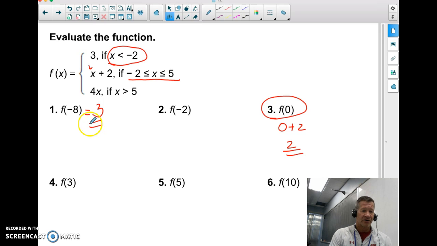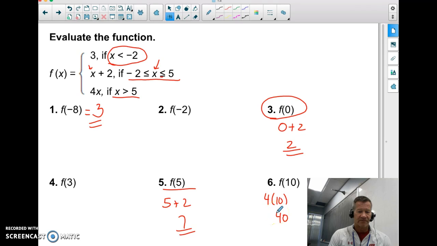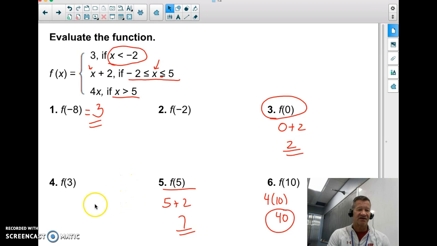If I pick a number such as 5, well, is 5 less than -2? Certainly not. Is 5 either greater than or equal to -2 or less than or equal to 5? Yes, it is. It's less than or equal to 5. So 5 is equal to 5, so I use this again. So 5 plus 2 would be 7. If I pick a number like 10, now you can see 10 is definitely bigger than 5, so I would put it in there, and 4 times 10 would be 40. So you've got to substitute the value into the right piece of the piecewise function.